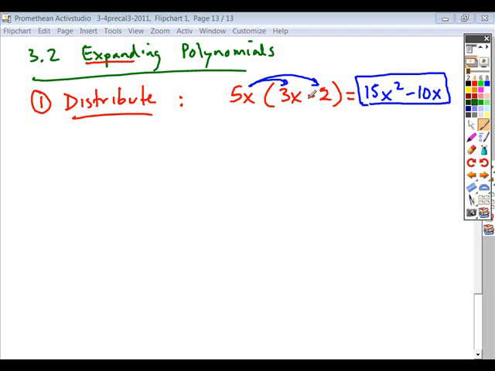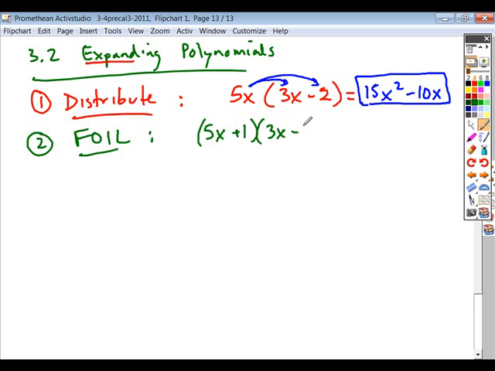Okay, so that's a monomial times a binomial. Once you get to a binomial times a binomial, we have a process that you should be aware of called foiling. So if you took the expression 5x plus 1 times 3x minus 2, you should have already learned to expand this out: you FOIL. Foiling really is just the distributive property. There's no difference between these two steps because we're going through that same process.